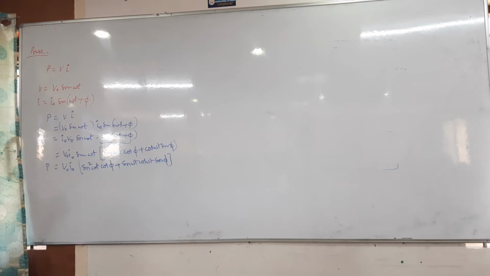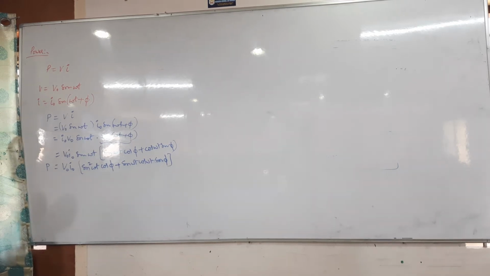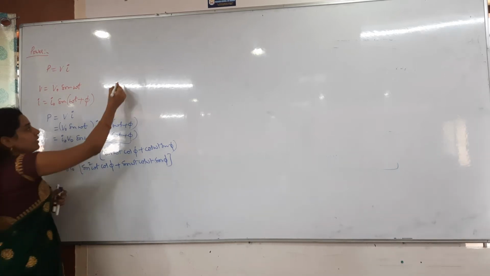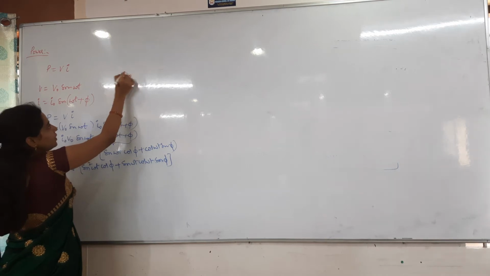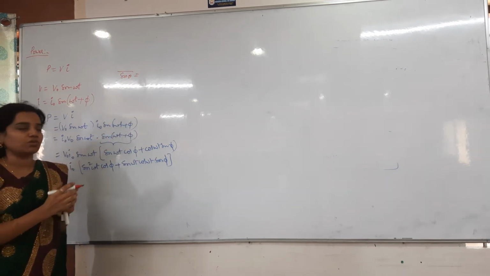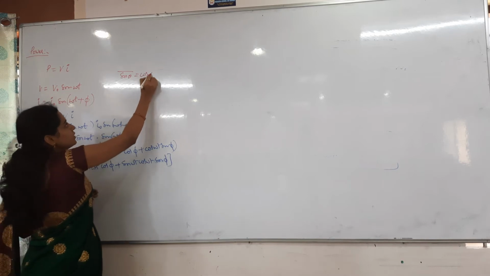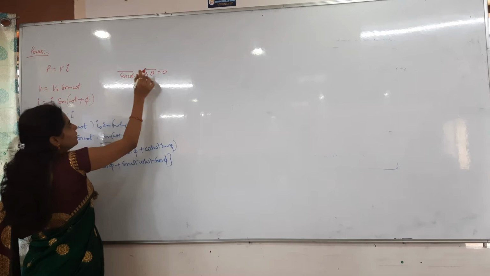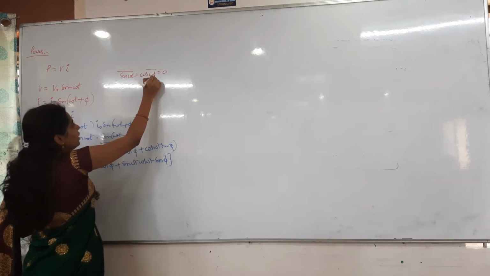Now for this power I want to find the average value. Average power I have to find out. Before finding the average value, I will tell you one thing. The average value of sin theta is how much? 0. And cos theta also is 0. Here in the place of theta what do we have? Omega t.